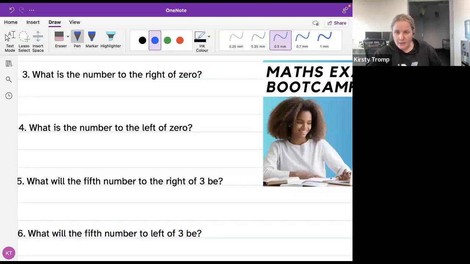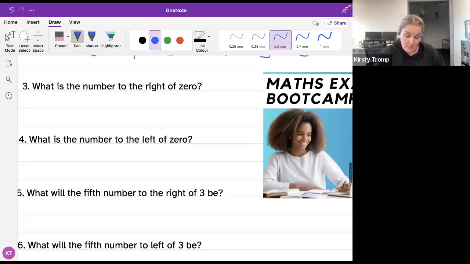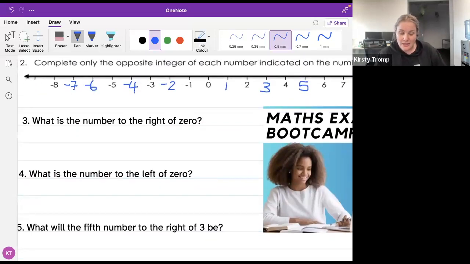All right, everybody, I'm going to carry on, and then I'll answer some questions a little bit later. So what is the number to the right of 0? If I go to my number line, the number that's to the right of 0 is the number 1. Well done to those of you who got it. What is the number to the left of 0? The number to the left of 0 is -1. Well done.